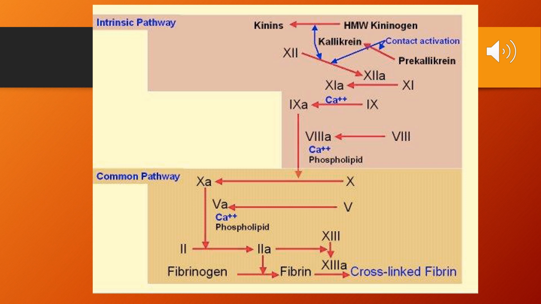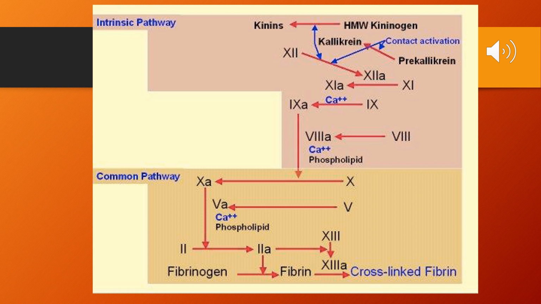Once activated, it acts upon factor 11, causing its activation. Then activated factor 11 acts upon factor 9 to form factor 9A. This process requires cofactors like high molecular weight kininogen and calcium ions. Activated factor 9, in the presence of activated factor 8 combined with calcium ions, then causes the conversion of factor 10 to its active form. Then activated factor 10 and factor 5 lead to the formation of prothrombin activator, which then acts on prothrombin to form thrombin.